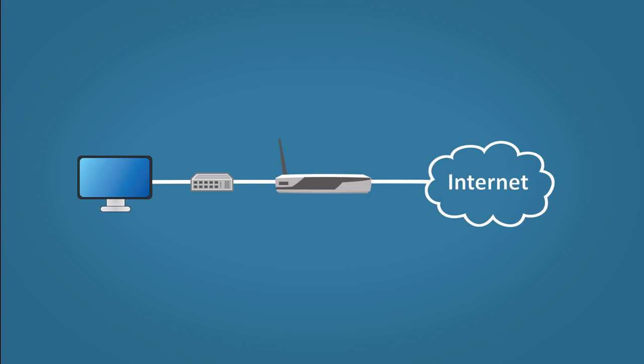Let's say you send an email or visit a website. Your computer will send data to the router using its IP address. The router will then forward the traffic out of your home network and into the wonderful world of the internet. When data comes back, the router will forward the data back to your computer.